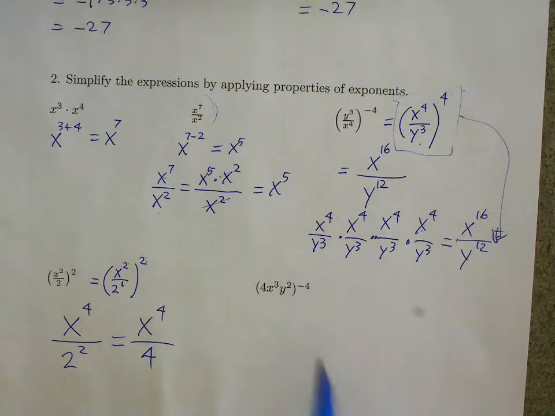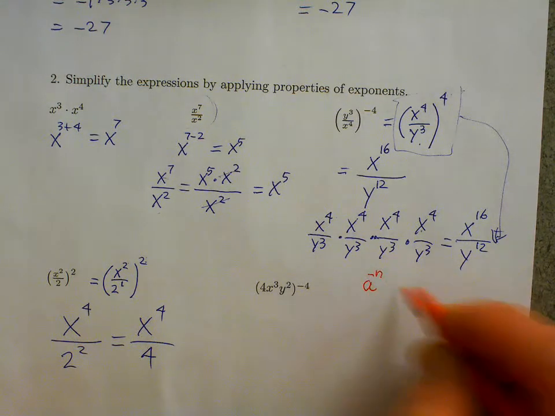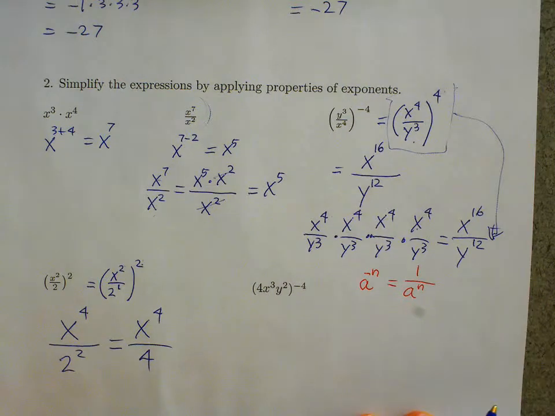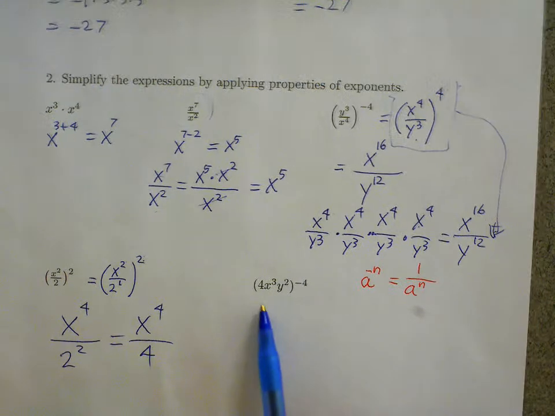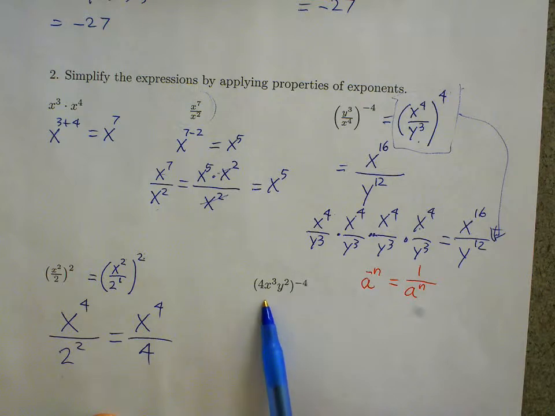In the next example, we have 4 times x to the third times y to the second, which is all raised to the negative 4. So I'll remind you of the property that we're going to use. If we have a to the negative n, we write that as 1 over a to the positive n. What we have looks more complicated than just a to the negative n, and it is, but it's still the same property that we're going to apply.